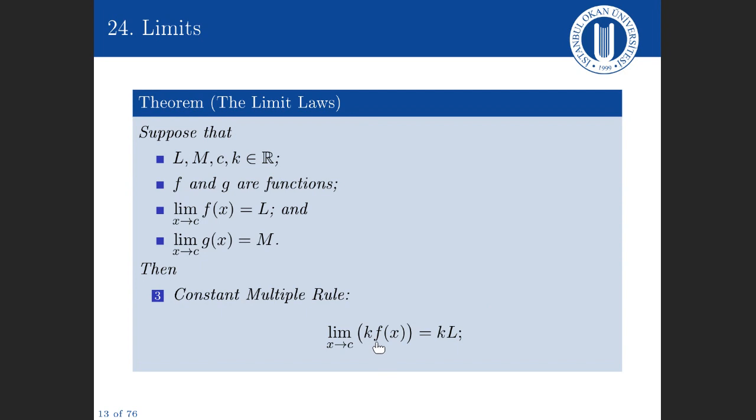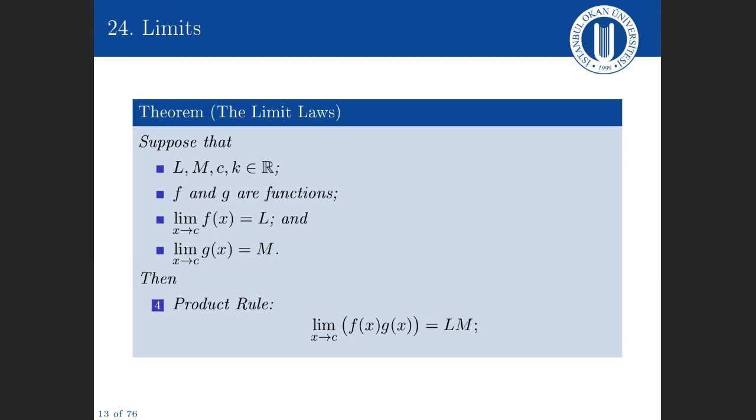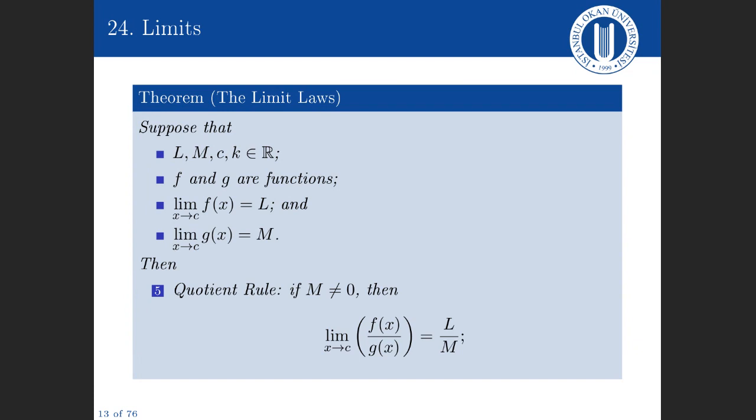Suppose we multiply our function f by a constant k. The limit of kf is equal to k multiplied by the limit of f. In other words, anytime we have a constant inside a limit, we can take it outside. What if we have two functions multiplied together? The limit of f multiplied by g is equal to LM. The limit of f divided by g, as we would expect, is L divided by M. Here we need to be a little bit careful. This is only true if M is not 0.